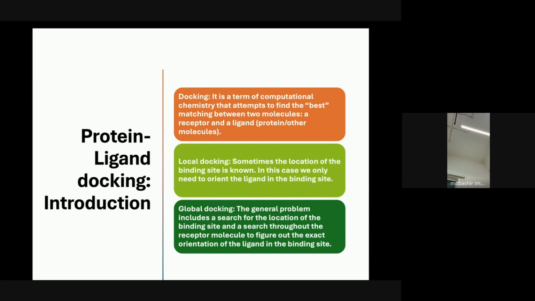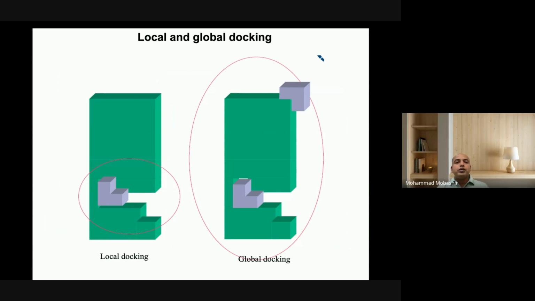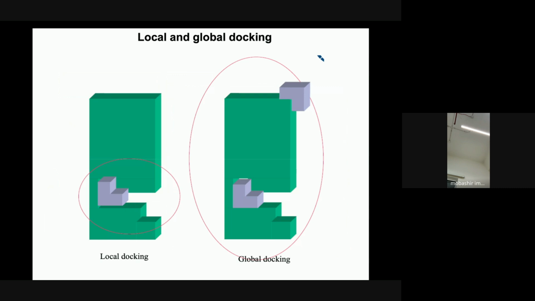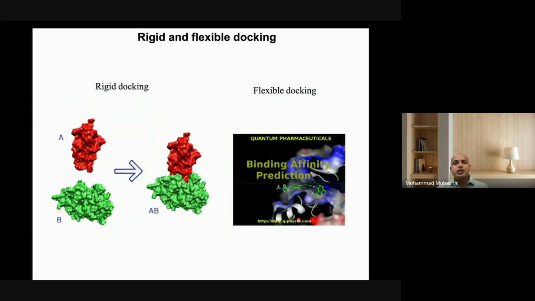Local docking is to find the orientation at a known binding site. In this case, we only need to orient the ligand in the binding site or binding region. In global docking, the general problem includes a search for the location of the binding site and a search throughout the receptor molecule to figure out the exact orientation of the ligand and the binding site on the protein. This could be represented in terms of a figure or a sketch. Local docking can be seen here on the left side and global docking on the right side.